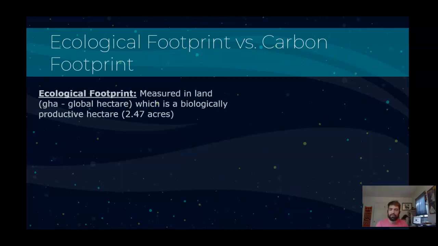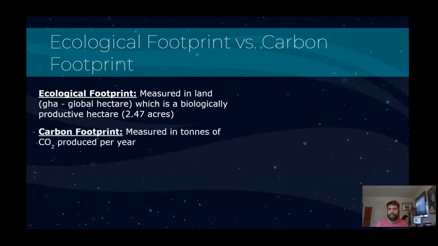So ecological footprint is a little different than carbon footprint because the ecological footprint is measured in land, which is usually a global hectare because that's what they use in most of the world. It's a biologically productive hectare of 2.5 acres. So how much biological land does your lifestyle require? And a carbon footprint is measured in the tons of CO2 that is produced per year.